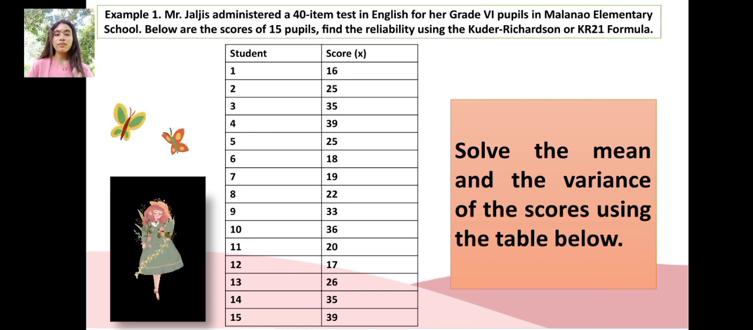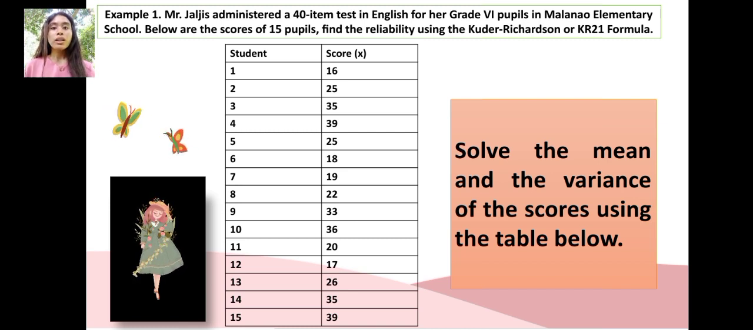Student 1 got 16 over 40, student 2 got 25 over 40, student 3 got 35 over 40, student 4 got 39 over 40, and so on and so forth until the 15 students. So now let's move forward. Solve the mean and the variance of the scores using the table below.